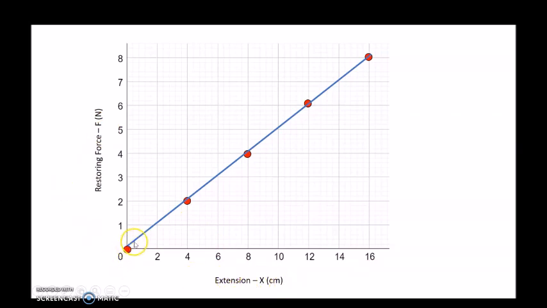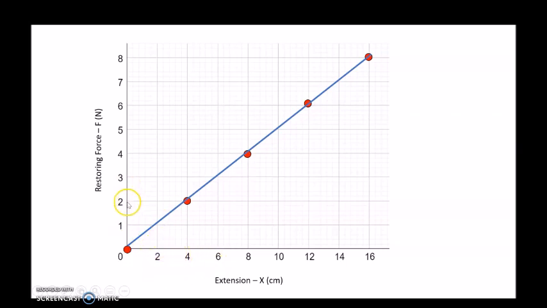What does directly proportional mean? Well, it just means that whatever change you make to your force, you do the exact same type of change to your extension. So if I have a 1 newton restoring force, that gives me a 2 centimeter extension. Well, what happens if I triple that? So 3 times 1 is 3, and 3 times 2 is 6. So by tripling my restoring force, I also end up tripling my extension.